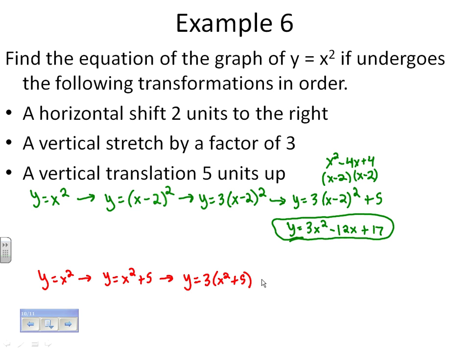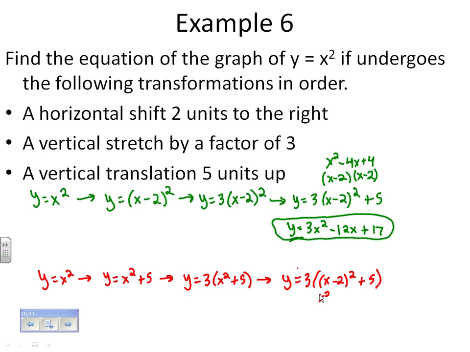So then if I'm going to shift 2 units to the right, what I need to do is say that I still have the 3 on the outside, but now this x needs the x minus 2 to show that I'm going to the right, and I have the plus 5. So that got complicated. We already know what this part is.